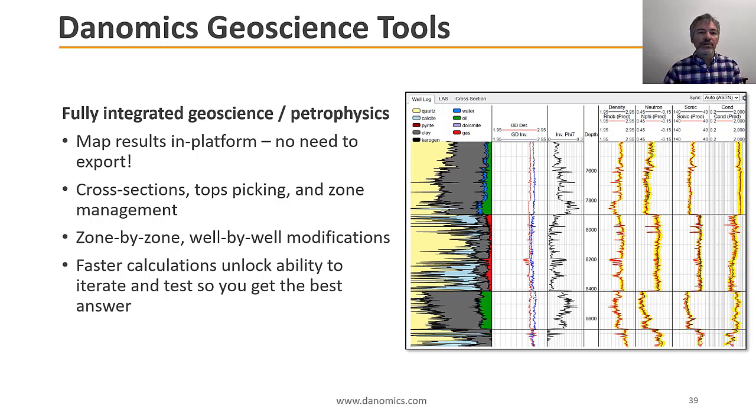We also have cross sections, tops picking, and zone management, so you can go in, define those petrophysical zones, define what happens when you only have partial well logs over a zone, or missing or inconsistent tops, and you can go in and update that framework without having to go back to your geologist. And having all this in the same platform, combined with a fastest on market mineral inversion package, means that you're going to be able to start iterating faster on these projects. You're going to be able to test more scenarios, and that's going to help you get a better answer.